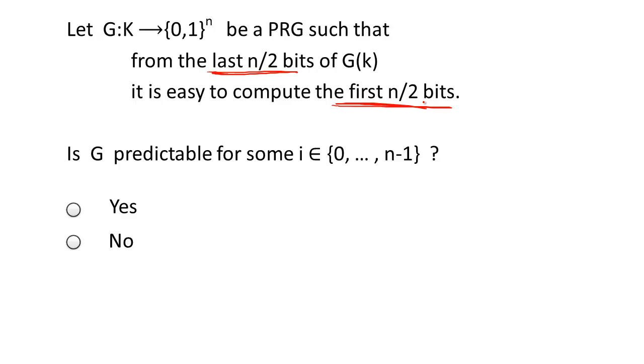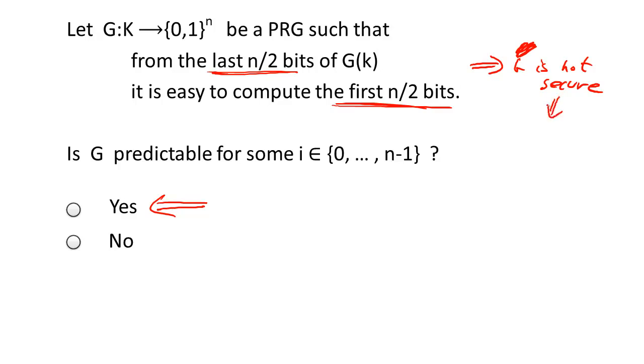This is a simple application of Yao's theorem, and let me explain. The answer is actually yes. Let me explain why. Actually, we're not going to build the predictor, I'm just going to show you that it exists. Because the last n over 2 bits imply the first n over 2 bits, that necessarily means that G is not secure, because just as we did before, it's very easy to build a statistical test that will distinguish the output of G from uniform. So G is not secure.